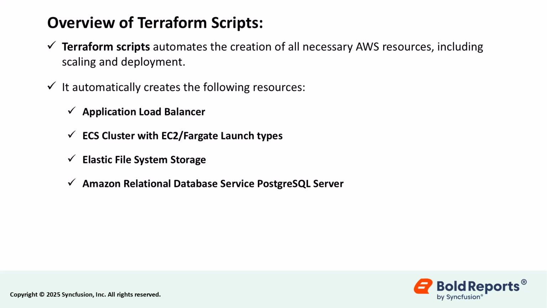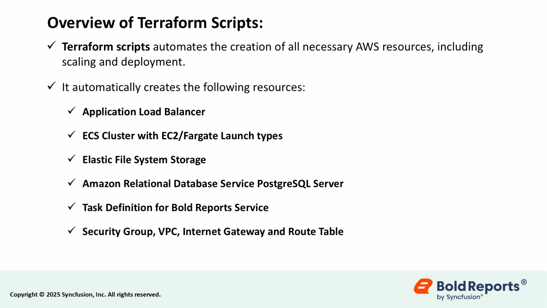Amazon Relational Database Service PostgreSQL Server offers a managed, scalable PostgreSQL database for persistent data storage. Task definition for Bold Reports services specifies how Bold Reports containers run in ECS, including image, resource limits, environment variables, networking, and EFS storage. Security group, VPC, Internet Gateway, and route table define and control networking and access rules for secure communication. Domain mapping entry on Route 53 routes domain traffic to your application load balancer.